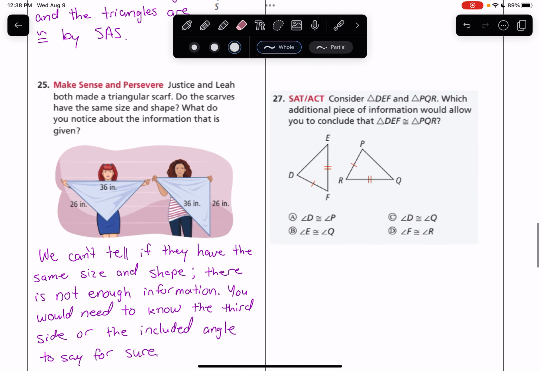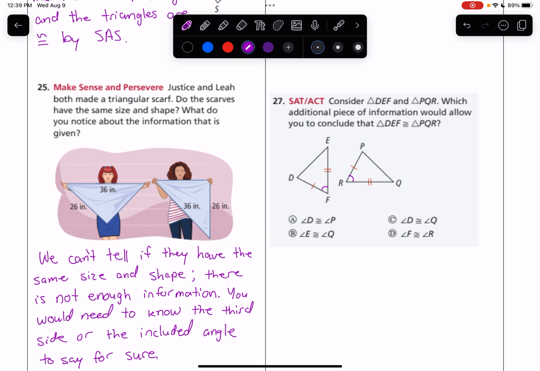Number 27, consider triangle DEF and triangle PQR. Which additional piece of information would you allow to conclude that these triangles are congruent? And it looks like they're all angles. So if we wanted to use side, angle, side, we would need to know that the angles which are included are the angles which are congruent. So that would be F and R, which is option D.